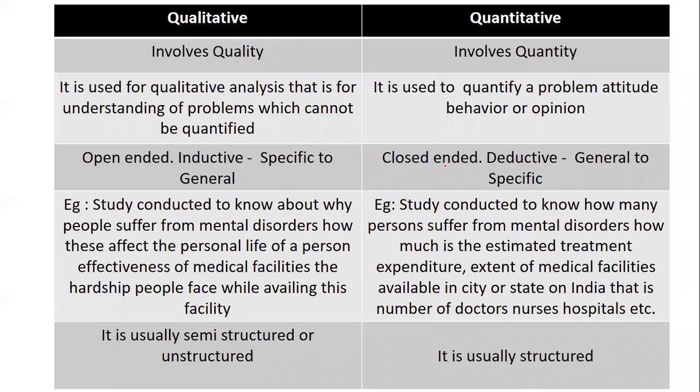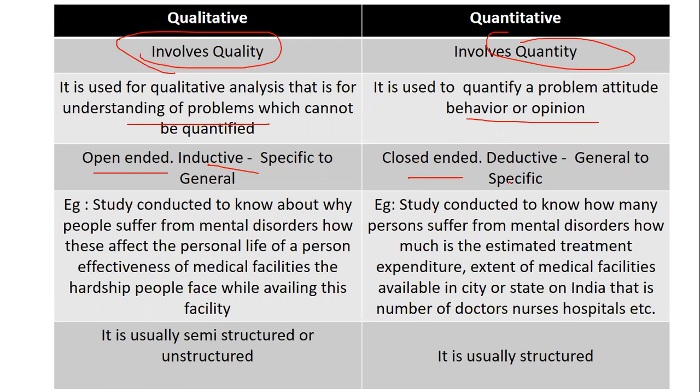Now, when we go a little bit further, there are more important points which I've added. Qualitative involves quality, whereas quantitative involves quantity. It is used for analysis, that is understanding the problem. Quantitative is used to quantify the problem, attitude or behavior. As I said, we have already studied this is open-ended and this is closed-ended. That is in the form of inductive, specific to general. Close-ended means deductive, that is general to specific.